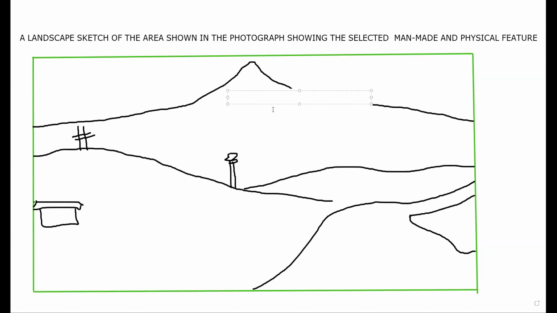Remember, guys, on the landscape sketch, you have the title, the frame, and the features required to be on that frame, which means we don't have a key. There is no key. The key here is not required. We write on the landscape sketch. So no key is required.